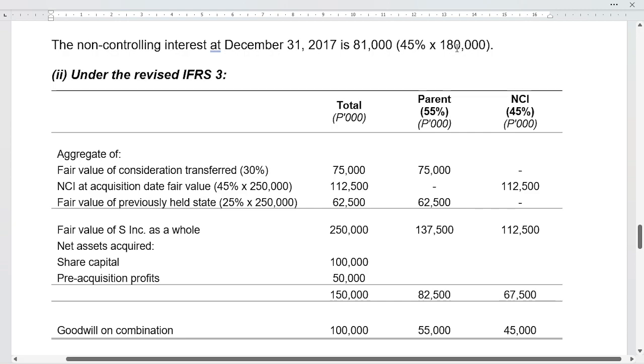Under the revised IFRS 3, the aggregate of fair value of consideration transferred, 30,000, with a total of 75,000 for the parent. Notice that the total is taken going to the left. NCI at acquisition date fair value of 112,000, from the NCI of 45%, to get 250 times 45%.